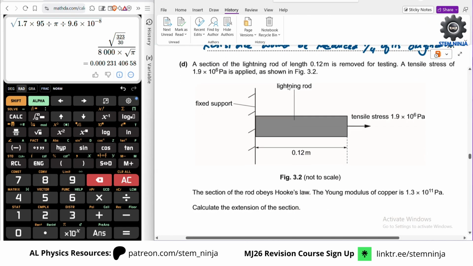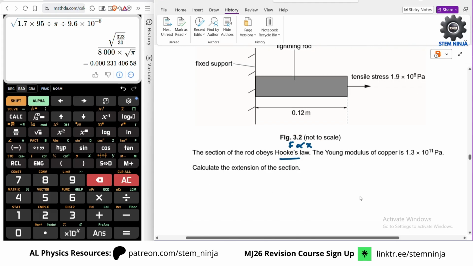A section of the lightning rod of length 0.12 meters is removed for testing. A tensile stress of 1.9 times 10 raised to power 6 pascals is applied. The section of the rod obeys Hooke's law, basically, which means that force is proportional to extension. Young modulus of the copper is this. Calculate the extension of the section.